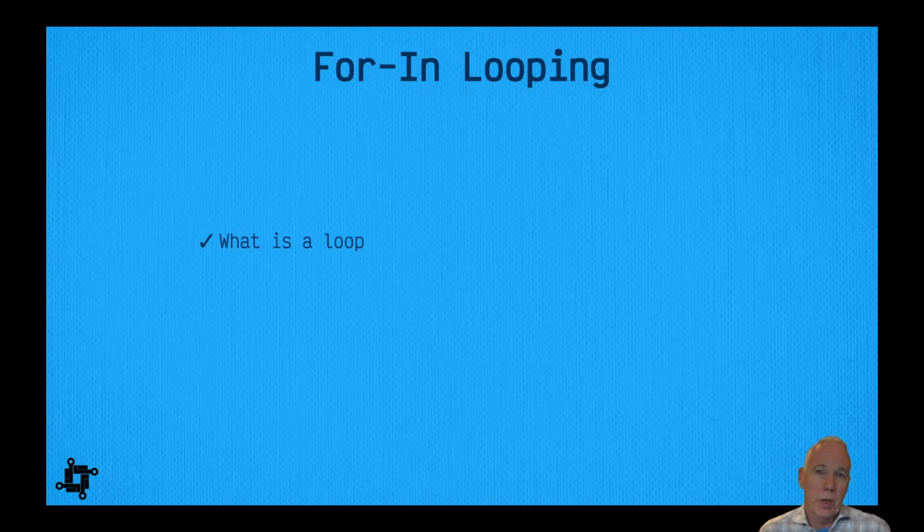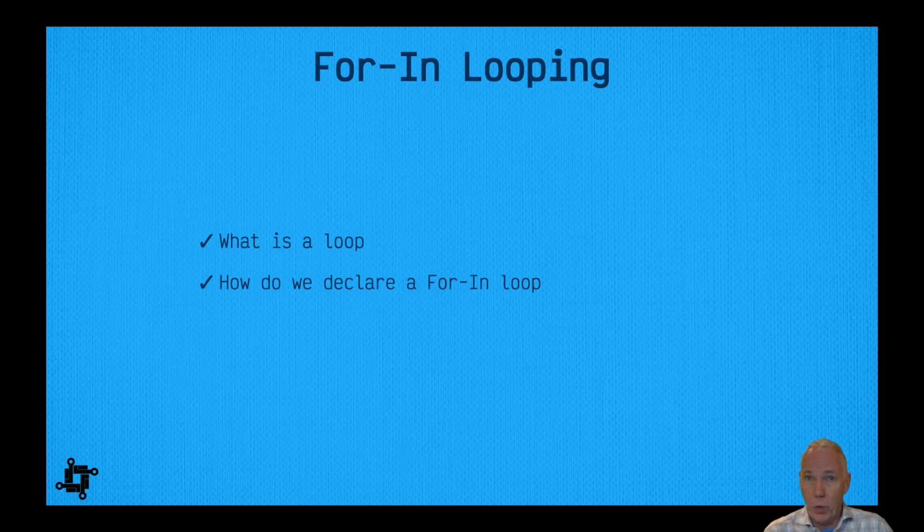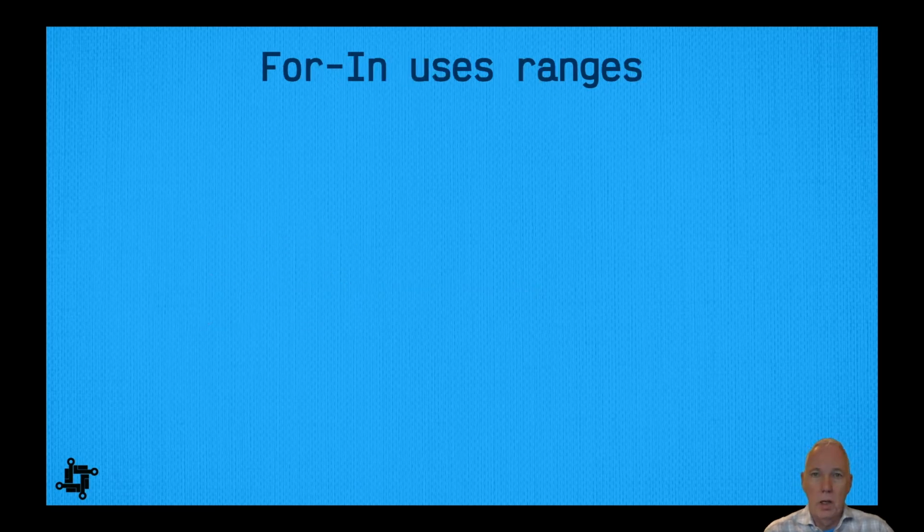The topics we're going to cover for the for-in loop are three. First is what is a loop, because this will be the first time we'll encounter that. The second is how do we declare specifically the for-in loop, which is unique to Swift but very powerful. And third is to look at loop scope and just talk a little bit about the scope associated with loops.